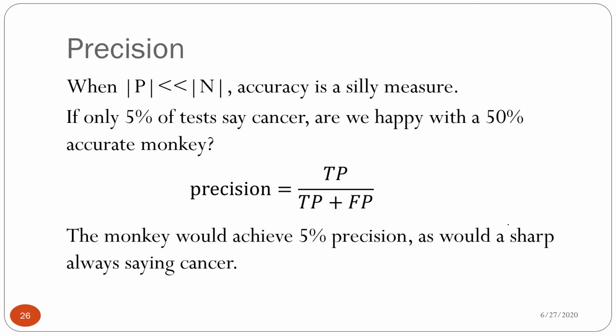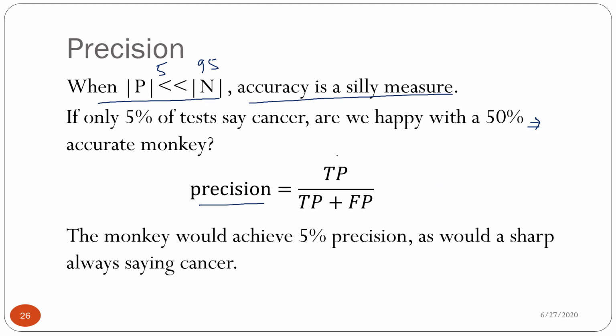So because of this, we need another measure, which is the precision measure. So let's look at the precision measure. What do we have in precision? The same point: when p is very small compared to n, p was 5 and n was 95 in our example, accuracy is a silly measure. We just established that. Now if only 5% of the test says cancer, are we happy with a 50% accurate monkey? That's a different thing altogether. Let's look at this precision measure first of all. What is this precision?